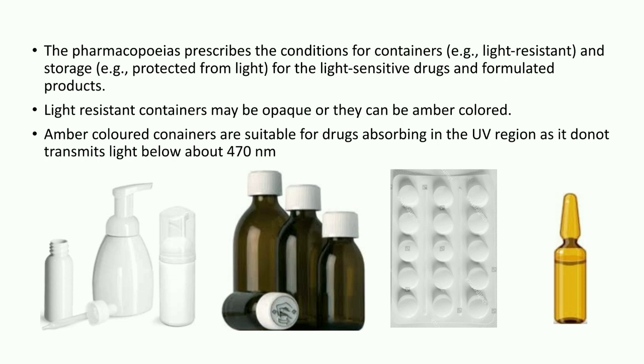Protection of product from light can be achieved by the use of opaque or amber colored containers. Amber glass is suitable for drugs absorbing in the UV region as it prevents the transmission of light below about 470 nanometer. An opaque secondary package may also be used for this purpose. Light transmission tests may be applied to evaluate the light transmission characteristics of the containers to be used for photosensitive drugs.